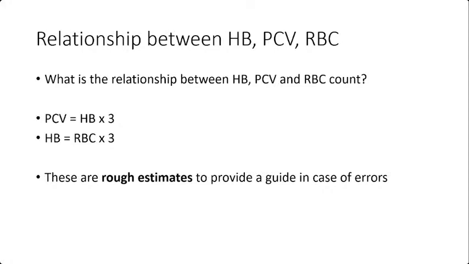The packed cell volume or hematocrit is approximately hemoglobin times 3, whereas hemoglobin is about red cell count times 3. And these are rough estimates to provide a guide in case there are errors in your blood counting equipment or in your results.